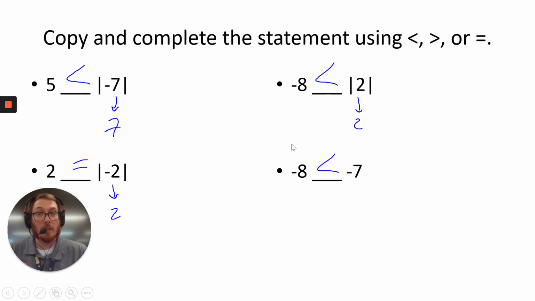Now remember, for the one on the bottom right here, you've got to make sure that you realize negatives kind of work in the opposite order compared to positives. And so negative 8 is actually further to the left on the number line than negative 7, and that's something you want to think about. And then the bottom left one here should be equal to, because 2 is equal to the absolute value of 2, which is also the number 2.